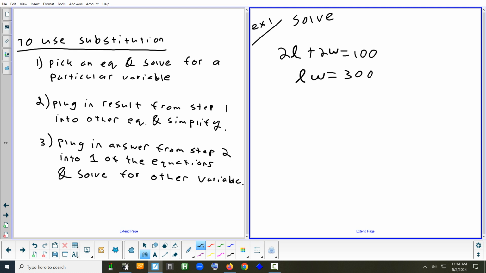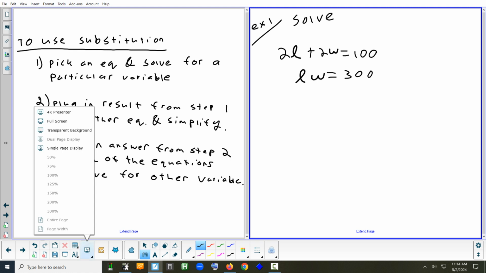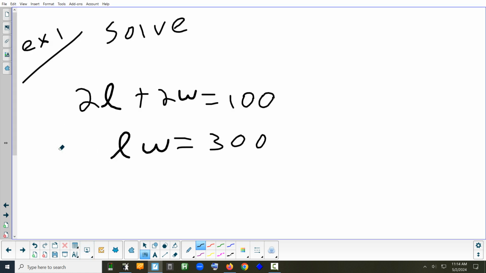All right, so let's try to solve this one. We're going to use substitution. What equation would it be better to work with? Should we work with the top one or the bottom one? I said the bottom one. Yeah, we should work with the bottom one because we can get a letter by itself in one step. What letter do you want to get by itself?